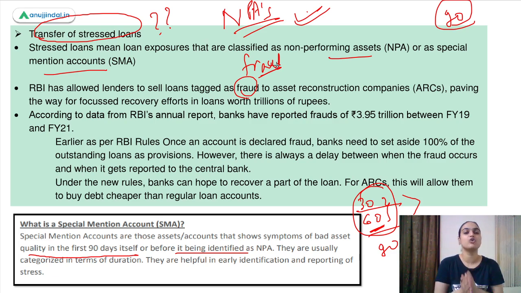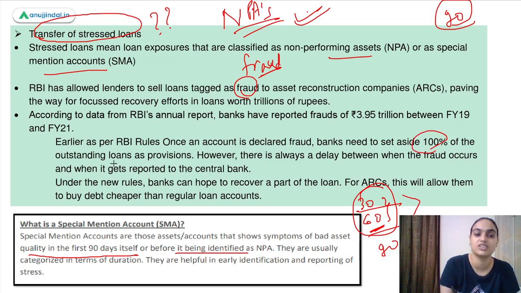So the existing rules on the loans which were tagged as fraud were that banks need to set aside 100% provisions against those loans. But they were not allowed to transfer such loans to the asset reconstruction companies to help in the recovery. But now they can transfer these to the asset reconstruction companies as per the new rule of RBI. So there were a lot of frauds reported. Okay, these fraud loans amounted to around 3.95 trillion between financial year 19 and 21.